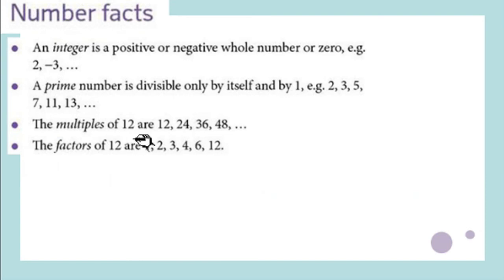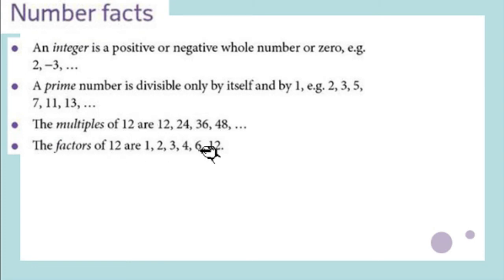Okay, so let's talk about what it means, the multiples of 12. The multiples of a number are the numbers divisible by it. 12 divided by 12 equals 1. 24 divided by 12 equals 2. 36, that means all the numbers divisible by 12. That is what the word multiple means.